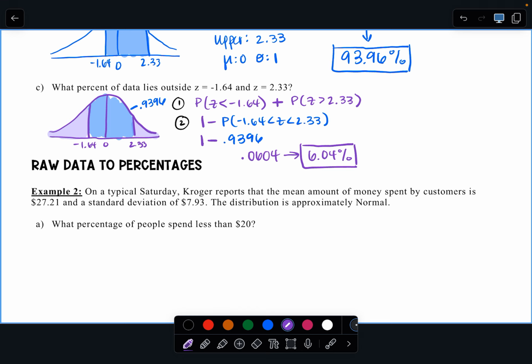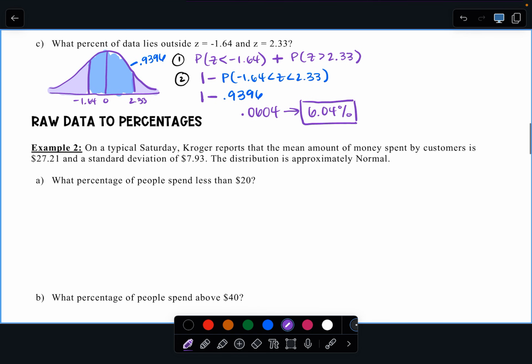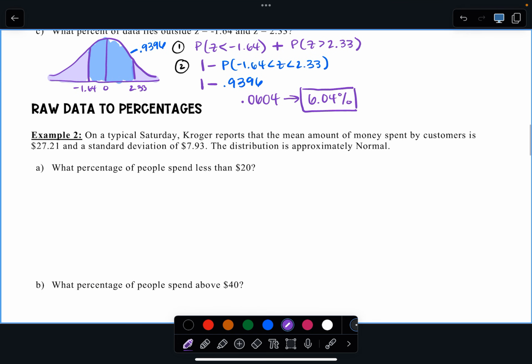Okay, so in these last couple questions, we have been given a z-score. The only change for what we're going to do next is they are not starting us off with a z-score. They're starting us off with data. So we have to find the z-score for these particular questions.